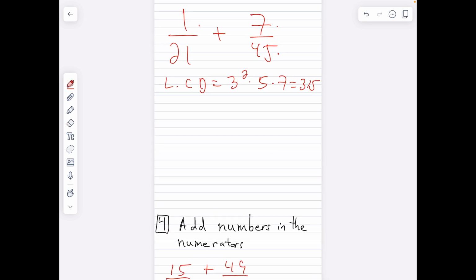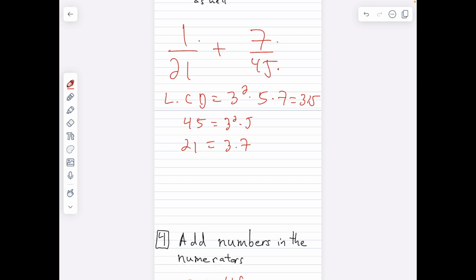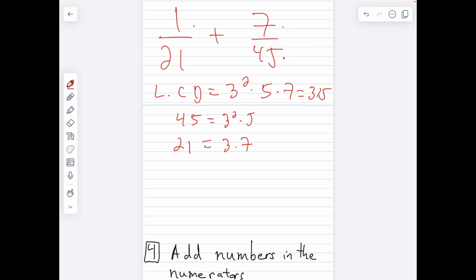and I'm going to take the breakdown of the 45 and the 21, which we had earlier: 3 times 7 for 21, 3 squared times 5 for 45. And here's what you're going to ask yourself. What is missing from each of these groups of 3s, 5s, and 7s on 45 and 21 that are on the LCD? So notice how 45 has 3 squared times 5 in there.